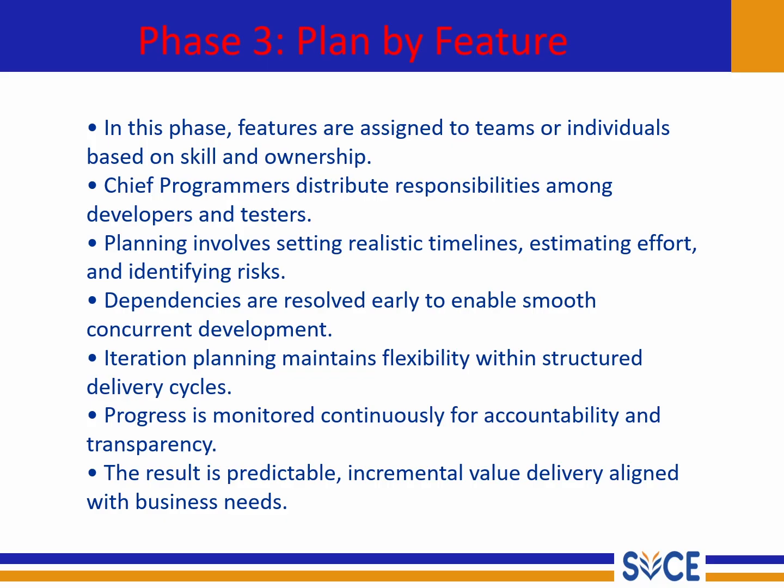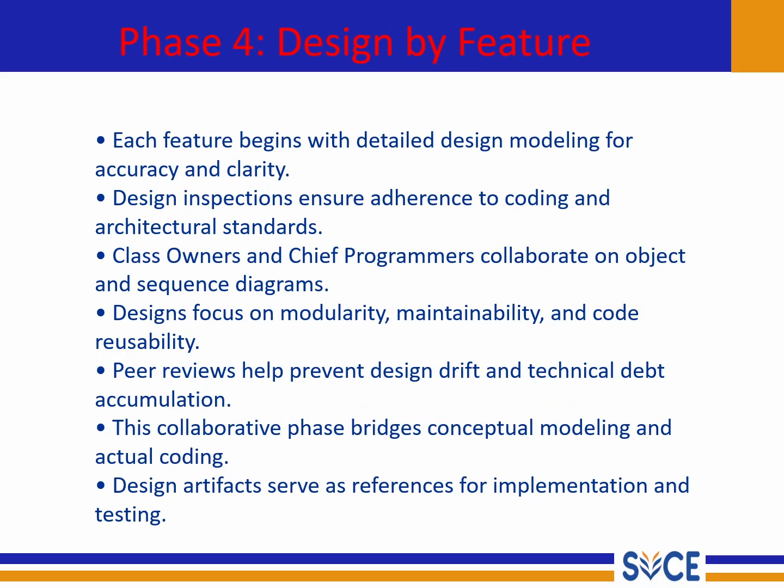Now we will move into the next slide, that is phase 4, design by feature. Now we move on to phase 4, design by feature, where the real creative and technical work begins. In this phase, each feature starts with a detailed design model. The goal here is accuracy and clarity. Before writing a single line of code, we make sure that everyone understands how the feature will be built and how it will fit into the overall system.